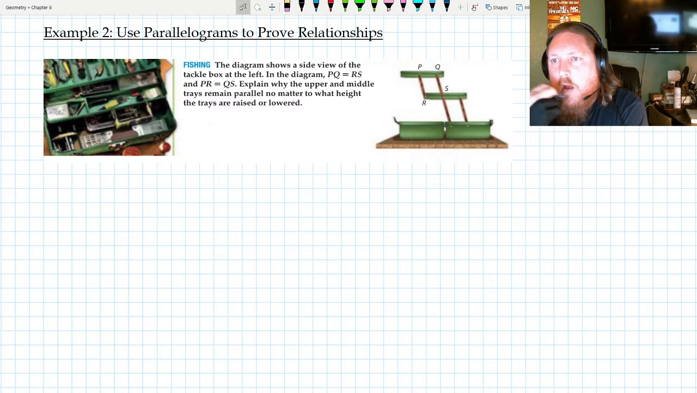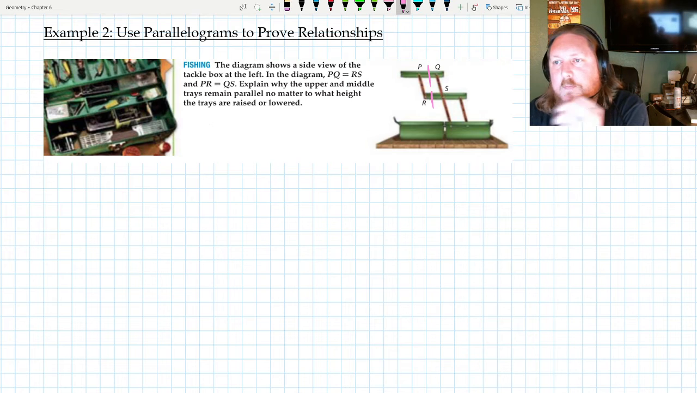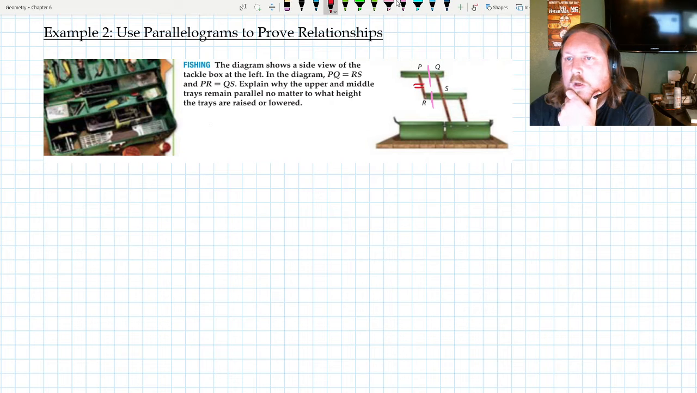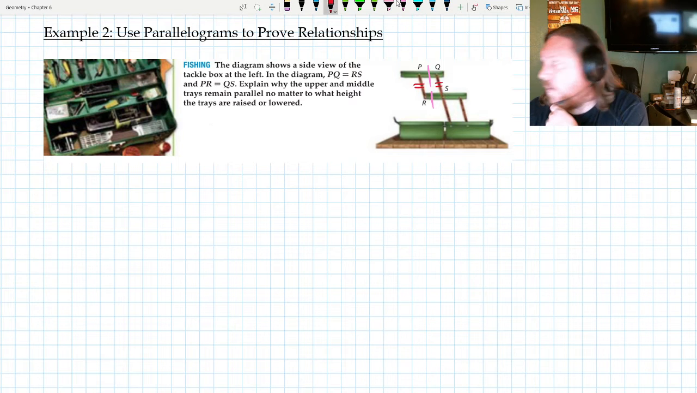In this diagram, it tells us PQ and RS are congruent, and PR and QS are congruent, because it tells us the measures are the same. Explain why the upper and middle trays remain parallel no matter what height the trays are raised or lowered.